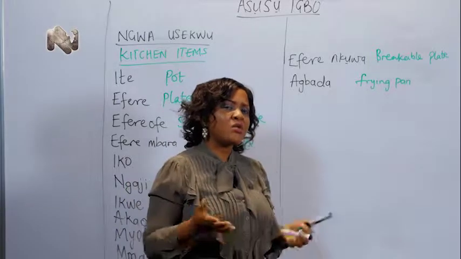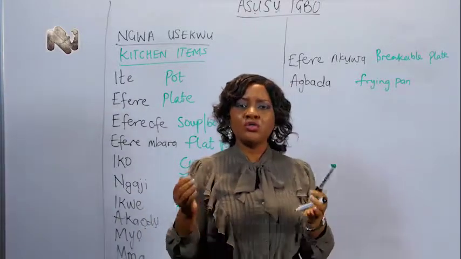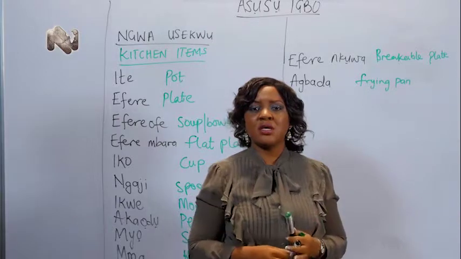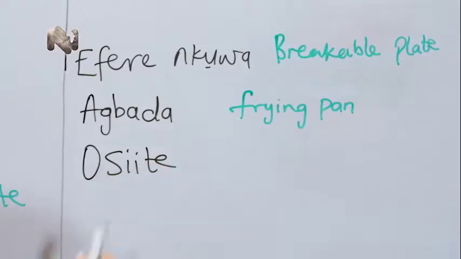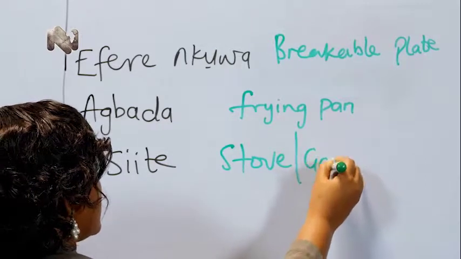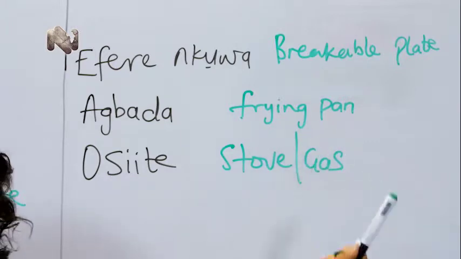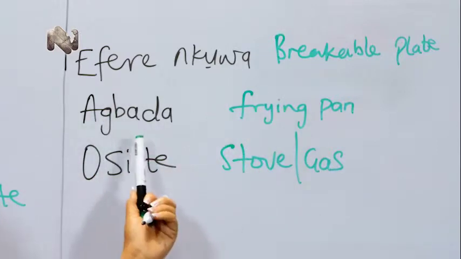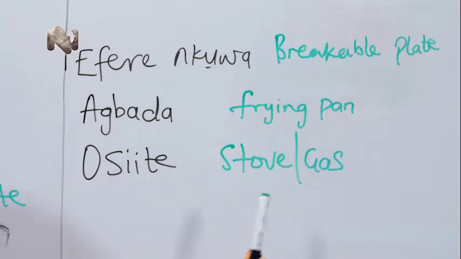I also mentioned earlier that osite is referred to as gas or stove or charcoal stand. Similar means of cooking is called osite. So osite means stove or gas. Efere nkowa, that's breakable plate. Agbada, that's frying pan. And osite, stove or gas.